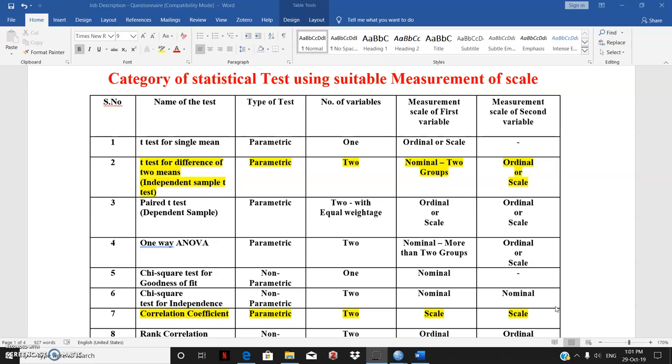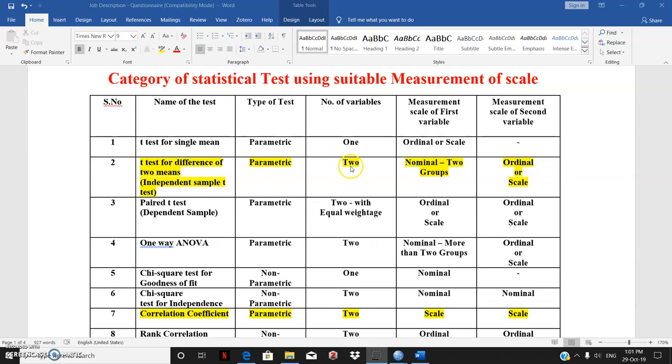One is a t-test for difference of two means, that is the independent sample t-test, and the other one is the correlation coefficient. How to do these two tests and how to interpret the results. This is what we are going to see in today's session.